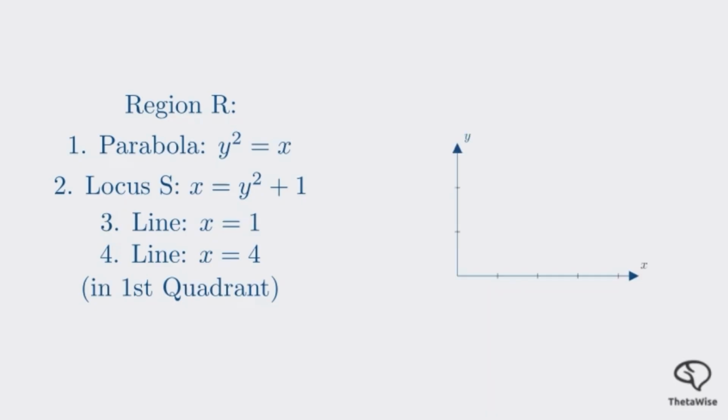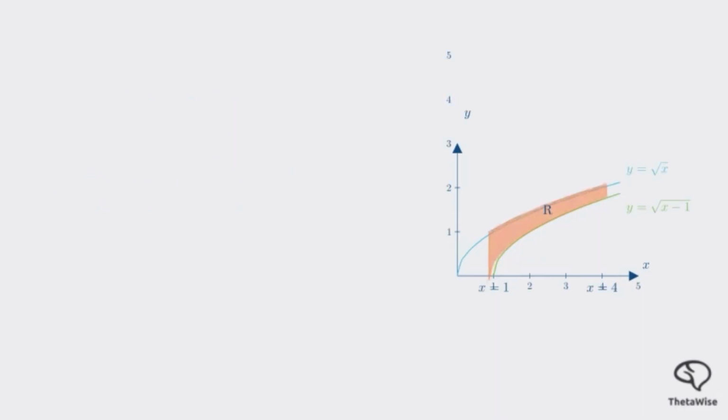Here we see the two parabolas on a coordinate plane. The blue one is y squared equals x. The green one is S, which is x equals y squared plus 1. Notice it's just the original parabola shifted 1 unit to the right. Now, let's add the vertical lines x equals 1 and x equals 4. The shaded area between them and the two curves represents our region R. We need to calculate the area of this shaded region R.